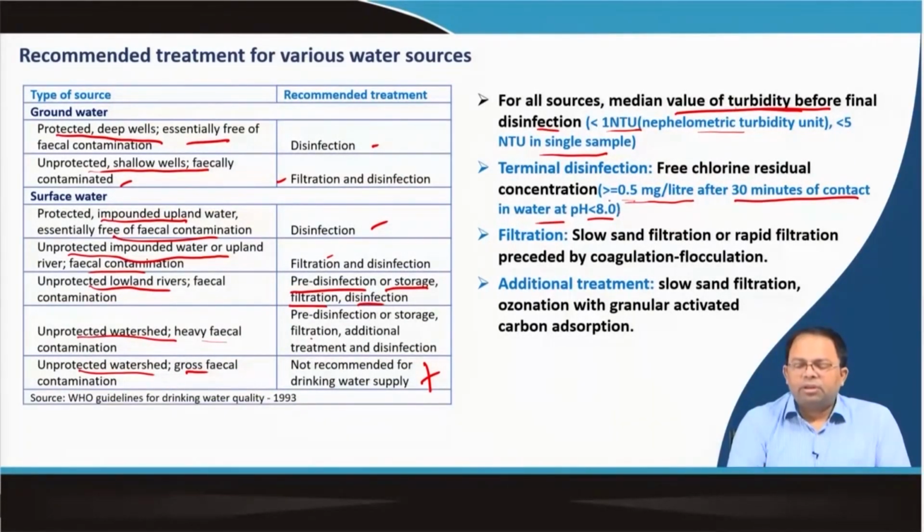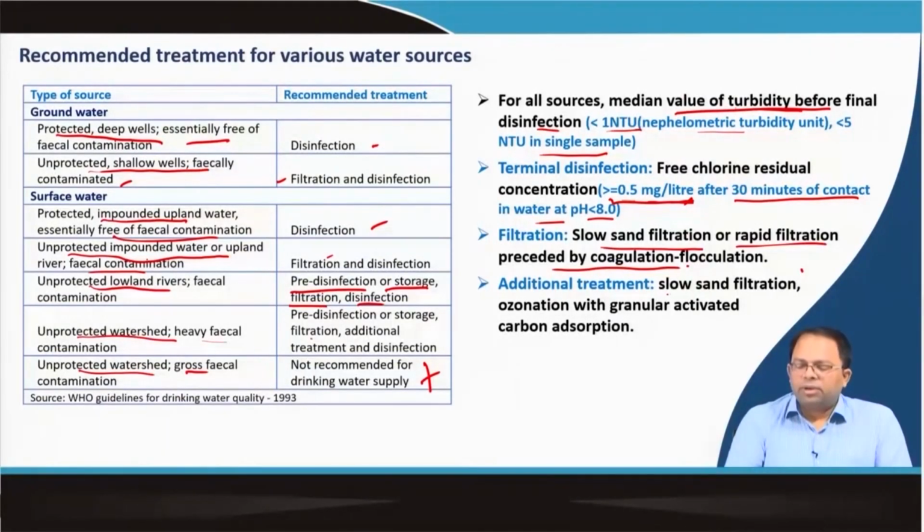So that means some amount of residual chlorine has to be there, because during the distribution process there is a chance of contamination, and this residual chlorine will actually give protection. Then filtration refers to slow filtration or rapid filtration preceded by coagulation and flocculation. That means we need to do chemical coagulation before we do filtration.